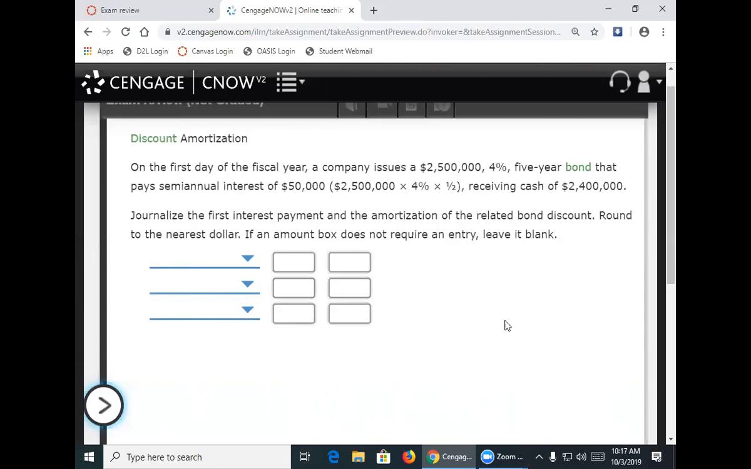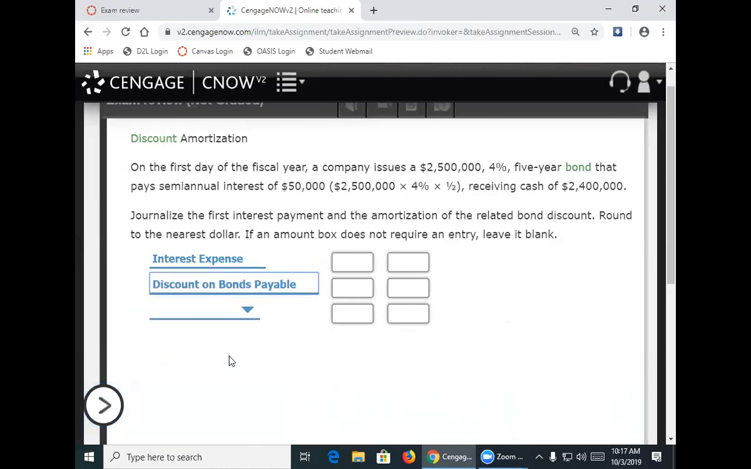So this one's a little bit trickier, right? These are when it gets a little harder when we're amortizing a bond. So we will calculate it here in a minute. What would I debit and credit though? Any idea? Interest expense gets debited, very good. Discount on bonds payable will be a credit, and cash will be credited.